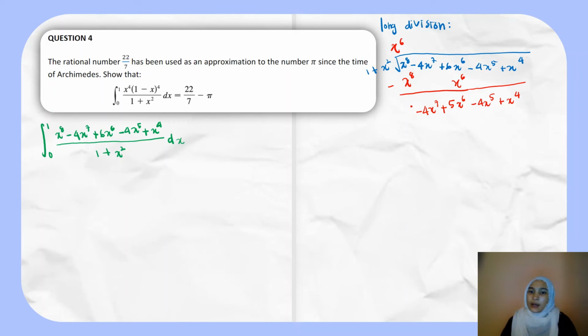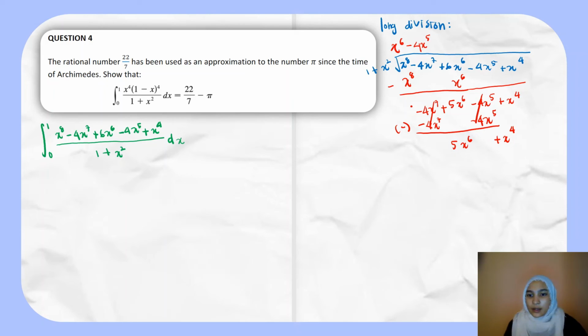So now the highest degree right now is to the power of 7. So you have to divide it by x squared again. Then you will get negative 4x to the power of 5. So multiply it again, you will get negative 4x to the power of 7 minus 4x to the power of 5. Subtract it again. So this can be cancelled out. So it will be left with x to the power of 6 plus x to the power of 4.